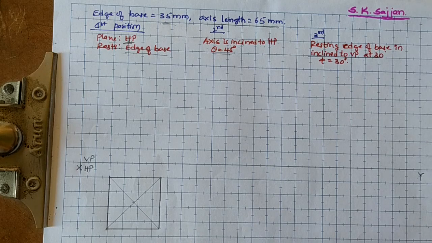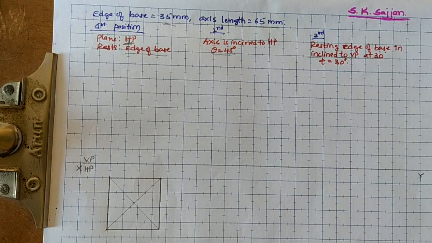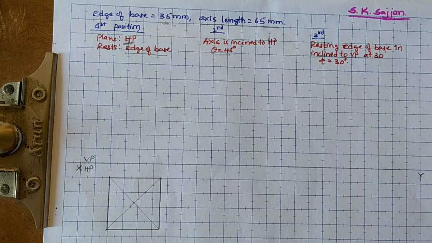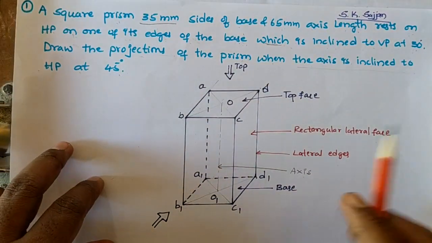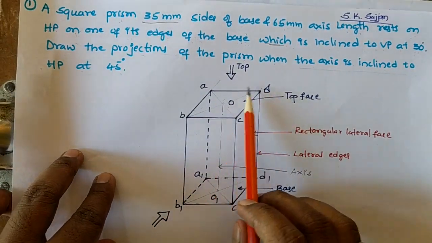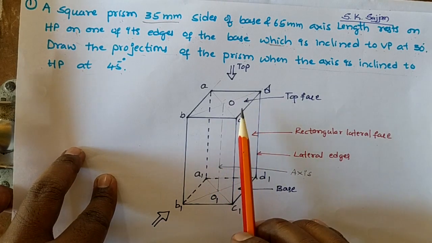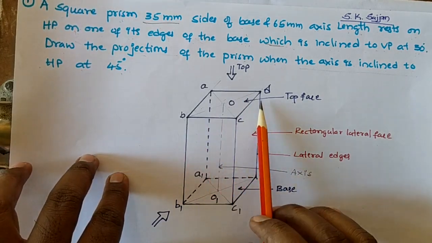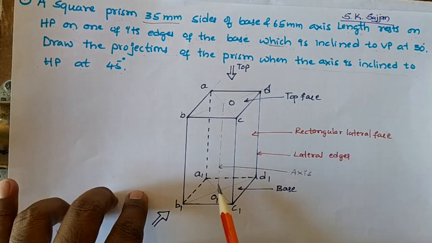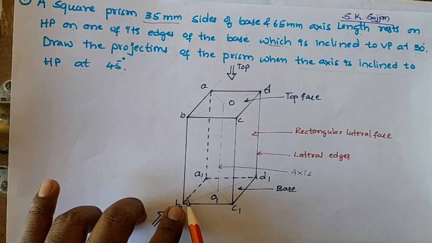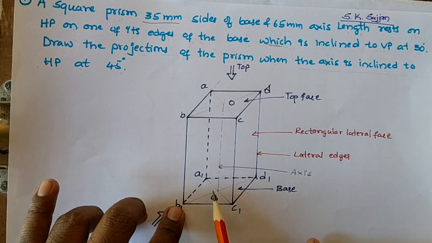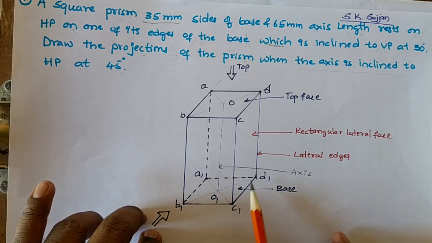Okay, now I want to give the name of the top view. It's very simple, isn't it? Top view names. Okay, see here, just top face names. Top view of the prism is named as A, B, C, D, and base name or bottom face name as A1, B1, C1, D1.